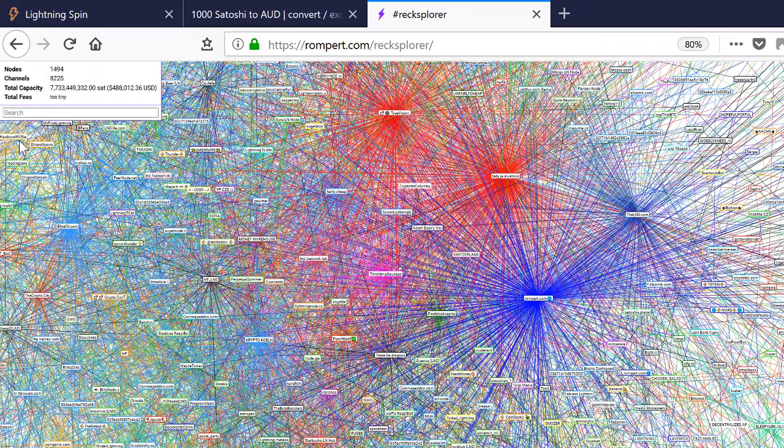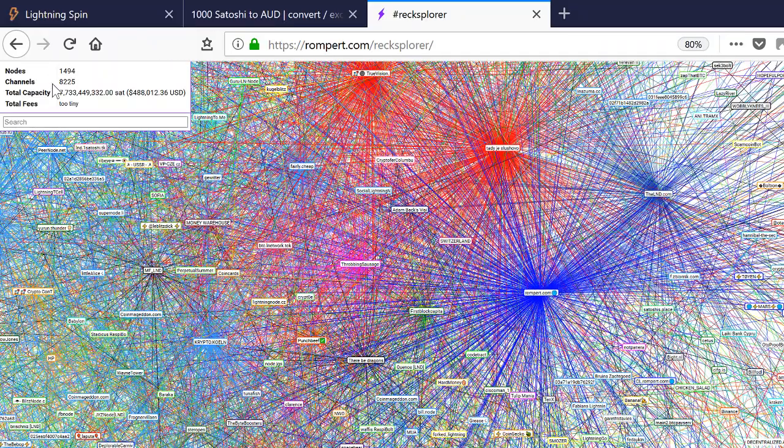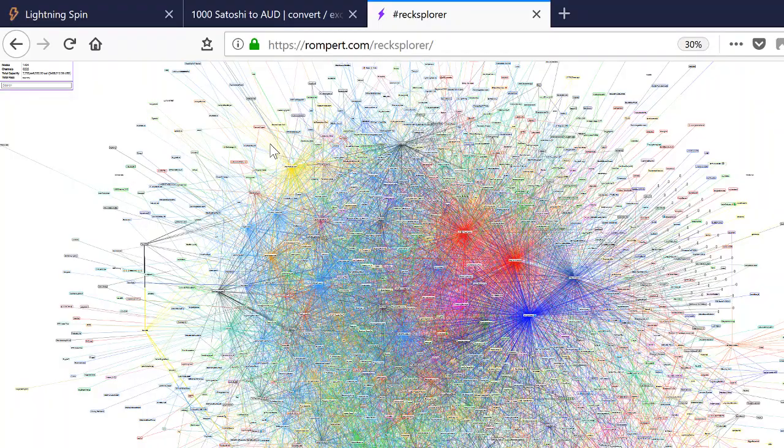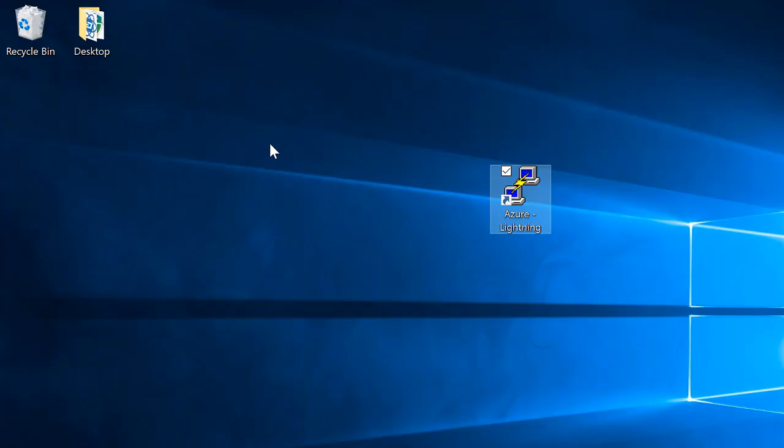And let's have a look how the network's going. So at the moment, we're up to 1,500 nodes, 8,300 channels, and just shy of $500,000 in the network. It's growing all the time. The idea is that the fees are very low, the transactions are very fast, and we'll try and execute one to demonstrate that. So we'll go into our Lightning node.